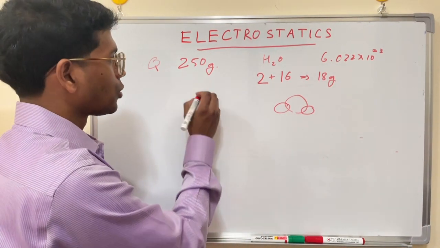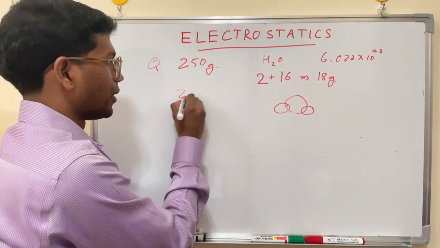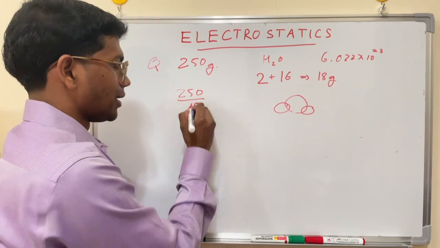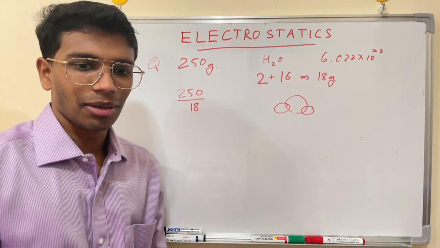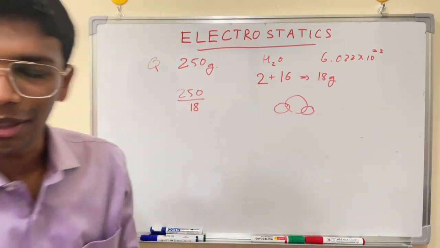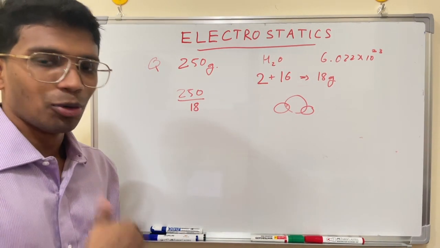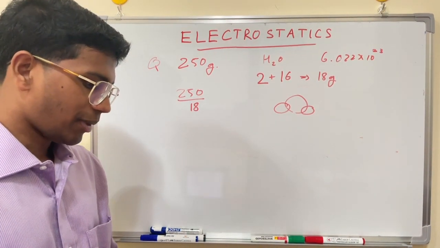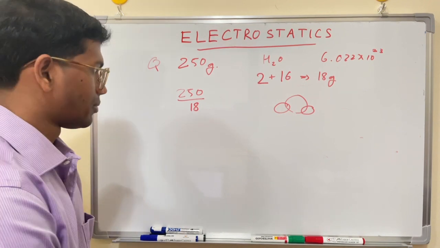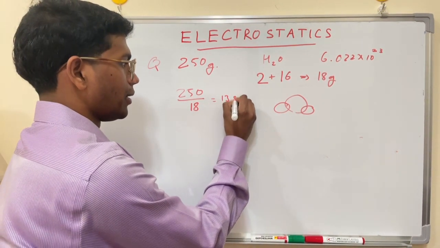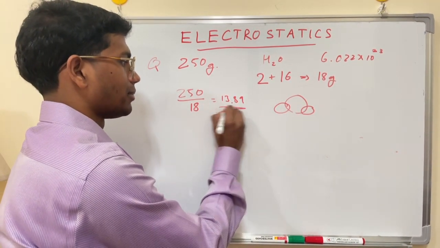So to find out how many moles there are, we need to divide by 18, right? Of course, because every 18 grams is 1 mole. So how many moles do we have? 250 by 18 would give us 13.88 or 89 moles.